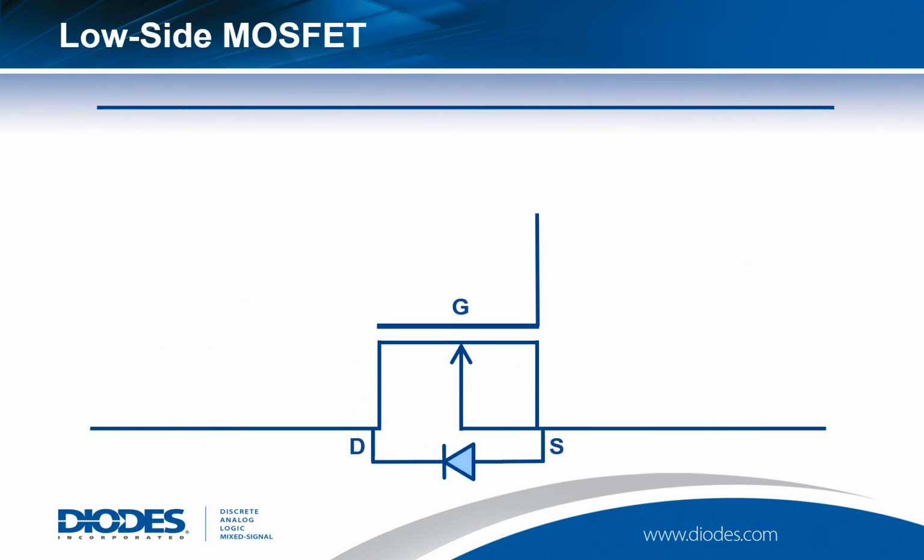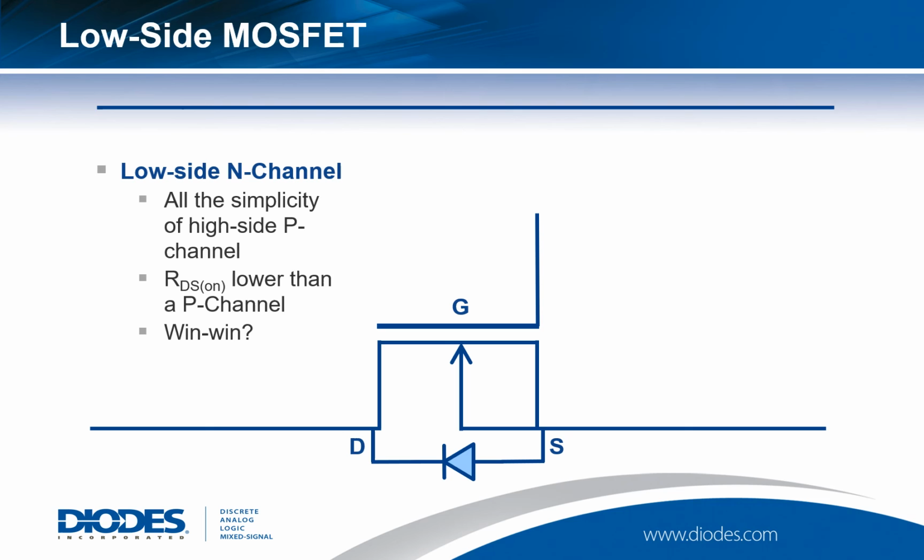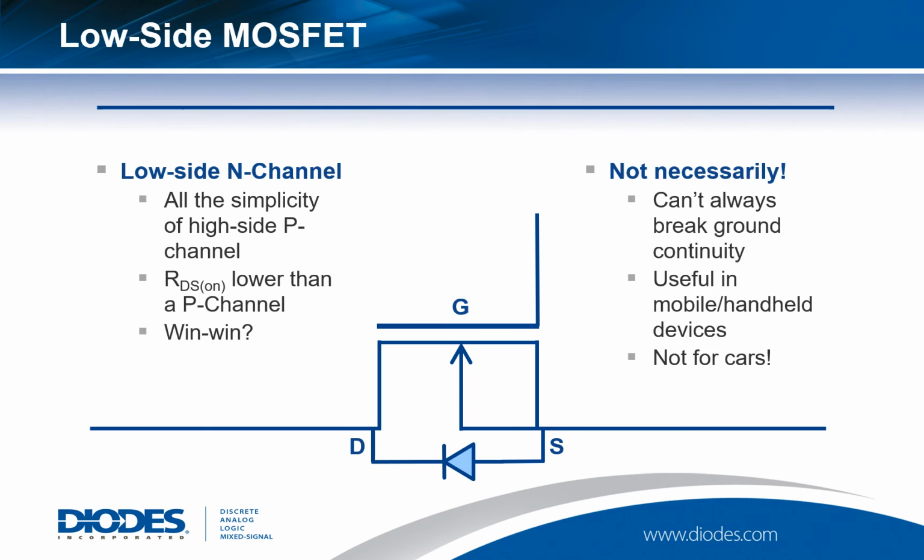Similarly, we can use a low side MOSFET. If we use an N channel on the low side, then you have the same simplicity benefits that the high side P channel had with the lower RDS on of the N channel, which seems like a win-win situation. However, there are certain circumstances where you cannot break ground continuity, or you don't wish to. For example, in automotive, you want to use chassis ground and keep that continuous. This type of circuit can be useful in handheld and mobile devices.